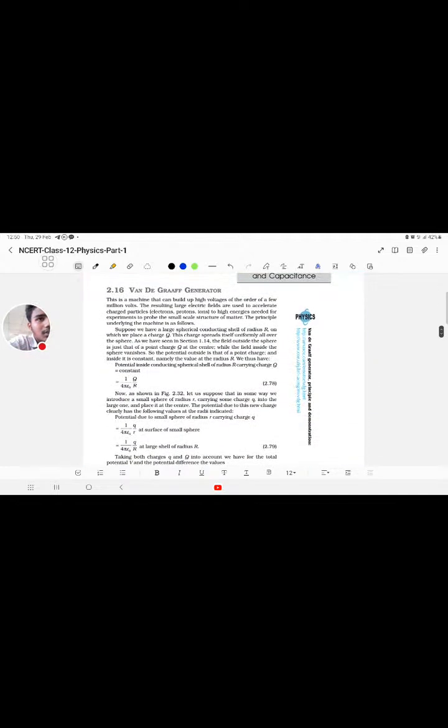So energy stored in a capacitor, I think we are done with this one. We do not have Van de Graaff generator, right?